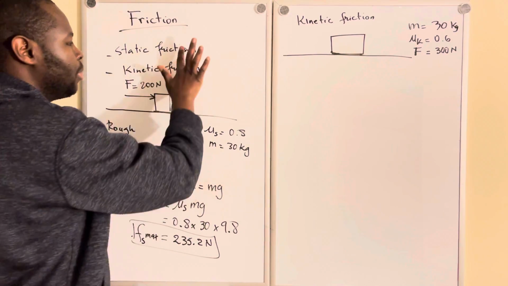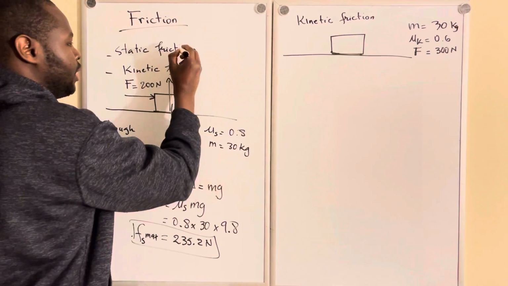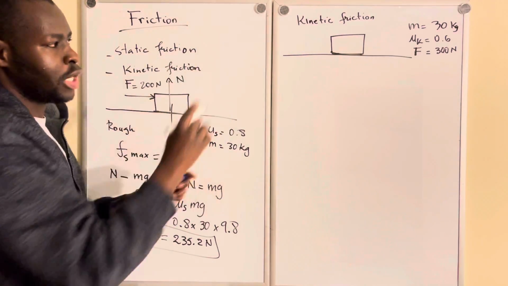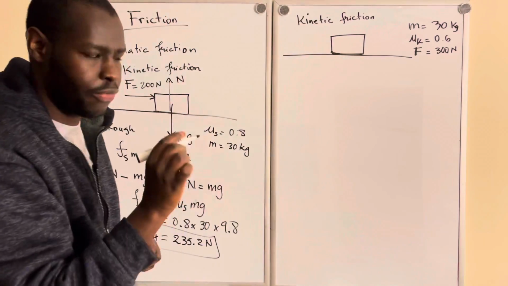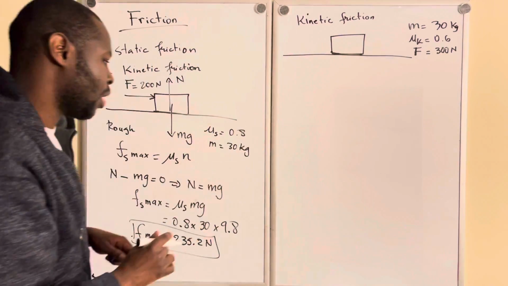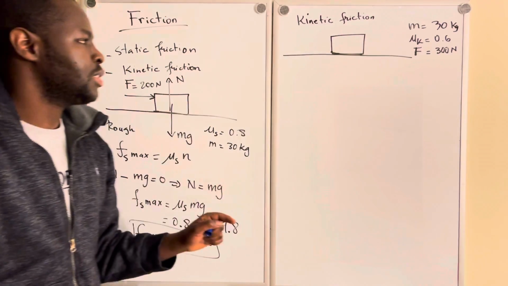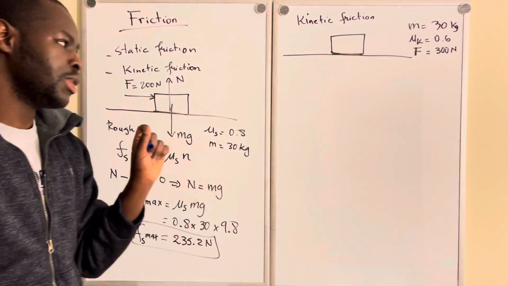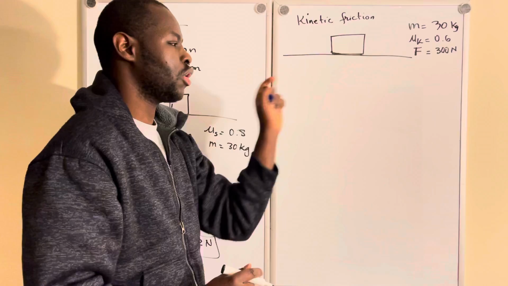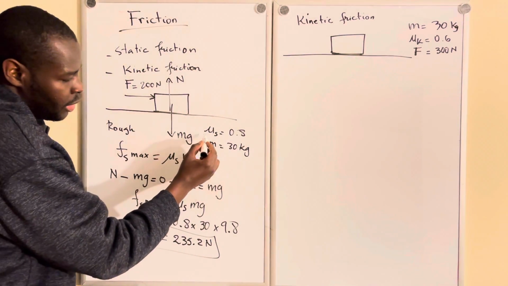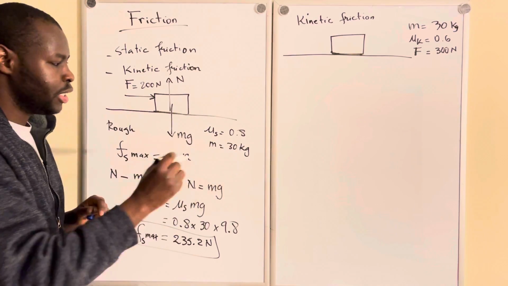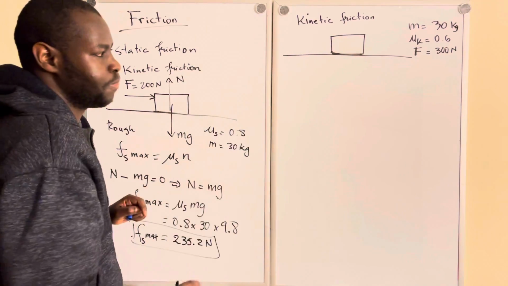Now in this problem, I decided to do a similar problem, but in this case we'll be dealing with kinetic friction. Let's say we have the same box, 30 kilograms. Now we have a mu k of 0.6 and an applied force of 300 newtons moving to the right. Just as a note, mu s will always be greater than mu k, always.